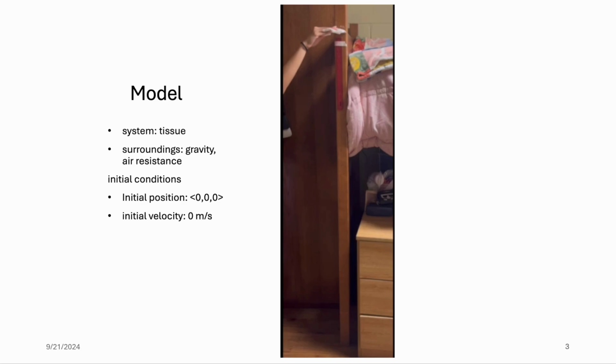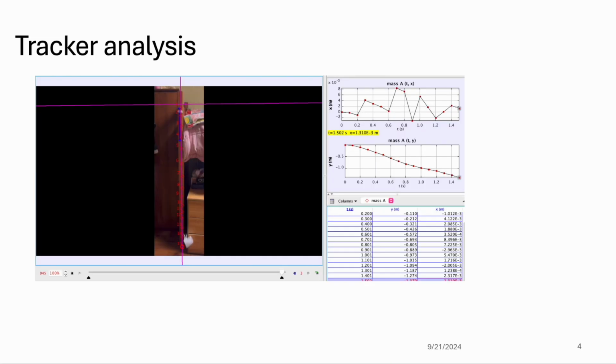So the system is a tissue and the surroundings are gravity and air resistance, and it had initial conditions of initial position 0, 0, 0, and initial velocity of 0 meters per second. For the Tracker analysis, I dropped the tissue from a height, and the tissue's shape caused drag on the object, which I was able to analyze, and the motion of the free-falling object was recorded here on Tracker.